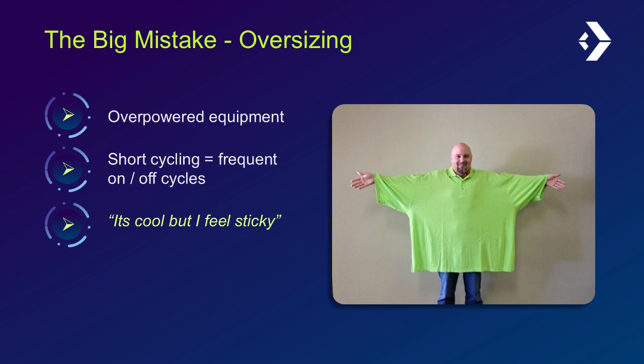If you've ever had a homeowner say, "It's cool, but I feel sticky. My system turns on and off all day," those are classic oversizing symptoms. The system is too powerful for the home, so it never gets a chance to run long enough to do the real work, like dehumidifying or even distribution of warm or cool air.